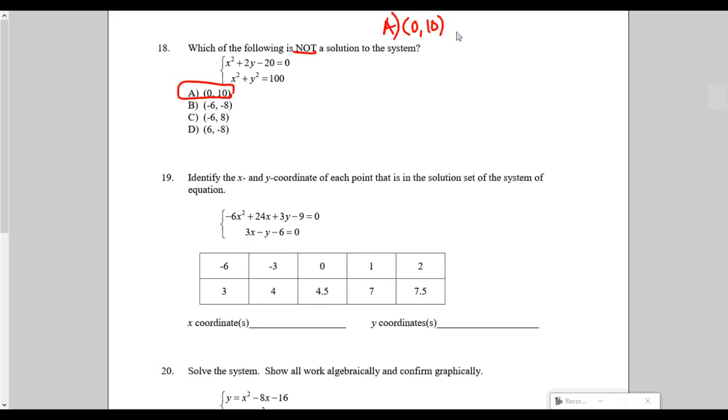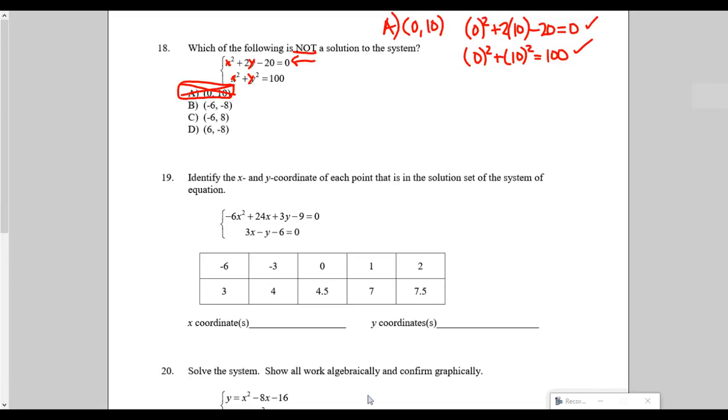So for A, plugging in 0, 10, that means into my top equation here, I'm going to plug in 0 for x and 10 for y. So I would have 0 squared plus 2 times 10 minus 20. Does that equal 0? So this is 0 plus 20 minus 20 equals 0. That's true. Then I'm going to plug in x, y in the bottom equation here. So I have 0 squared plus 10 squared. Does that equal 100? Yes. So A is a solution, which means A is not the correct answer because I want what's not a solution.